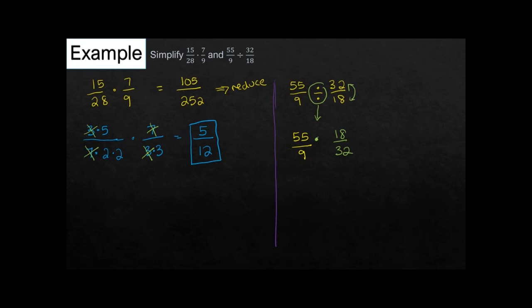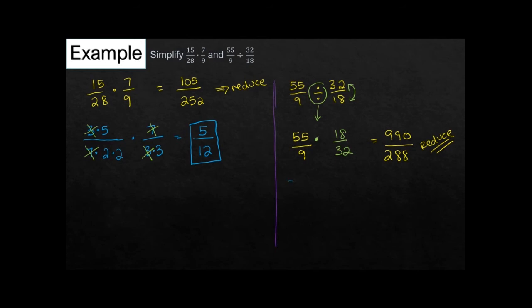Now this is another one where if I multiply straight across, 55 times 18, I get 990. 9 times 32, 288. I would have to, again, reduce this. And they're pretty large numbers. So you might have like multiple steps here. So again, instead, I would do the prime factorization, or try to break these numbers up before I multiply.